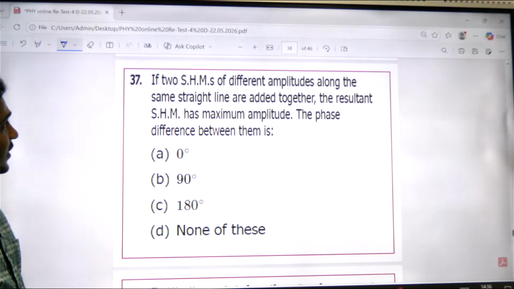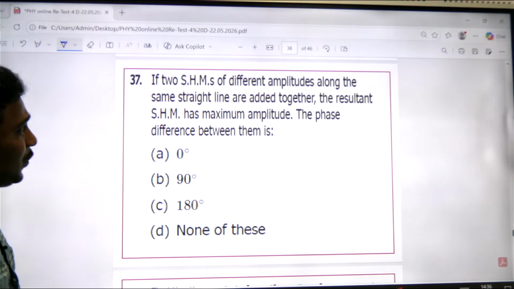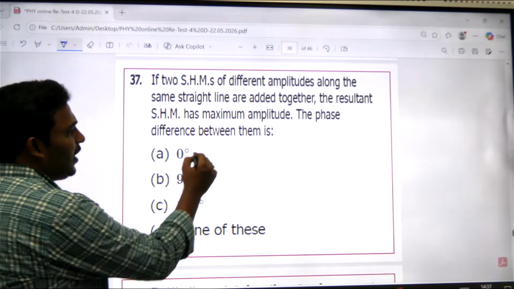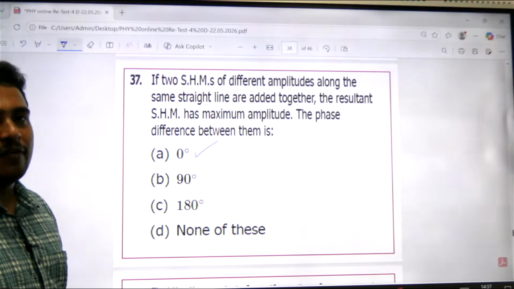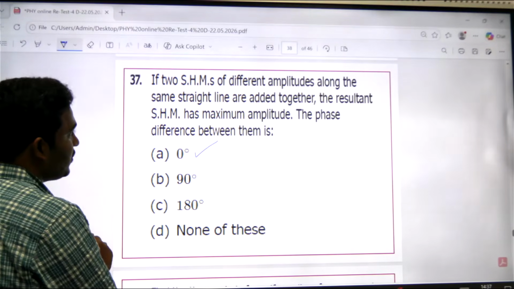Going to question number 37. Two SHMs of different amplitudes along the same straight line are added together. The resultant SHM has maximum amplitude when the phase difference between them is 0. You'll get it as A1 plus A2, whole square.